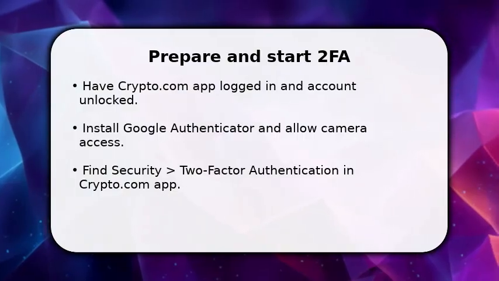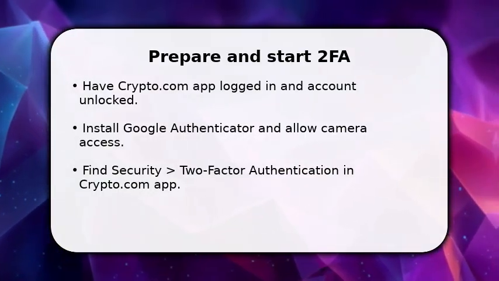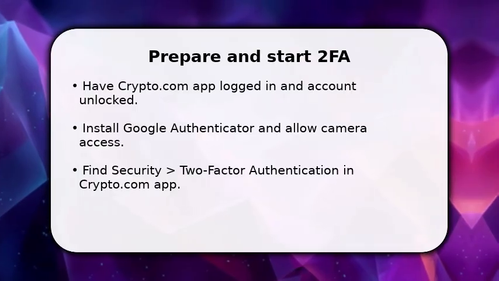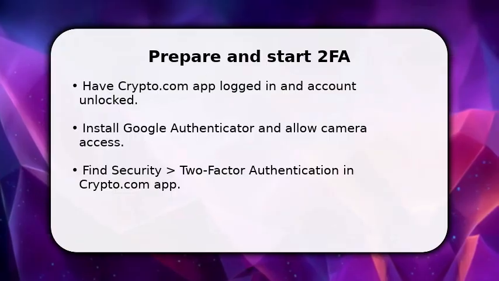You begin by opening the Crypto.com app and confirming you're logged into the correct account. This prevents linking the wrong wallet. Once done, open Google Authenticator on your phone to confirm it's installed.